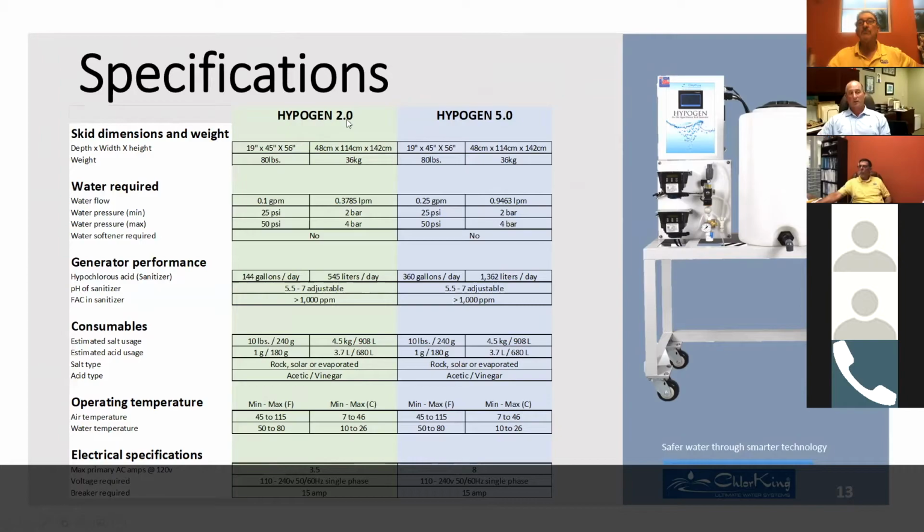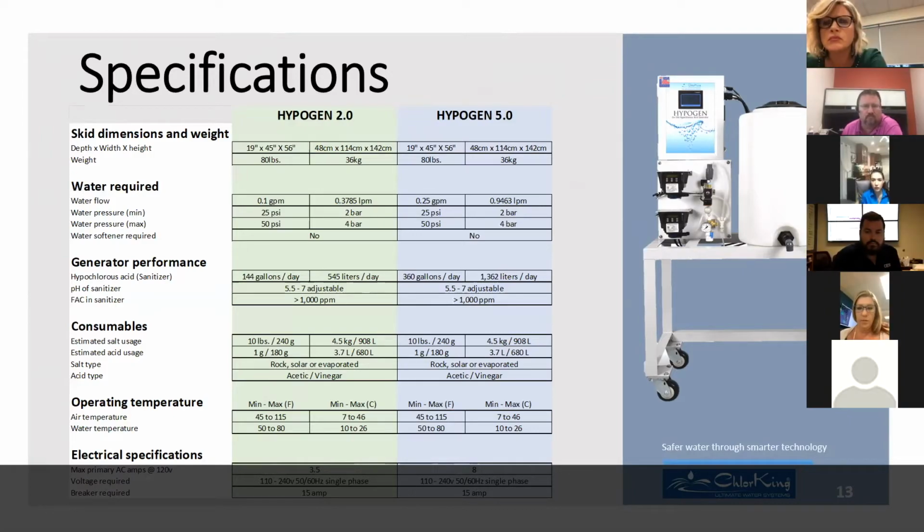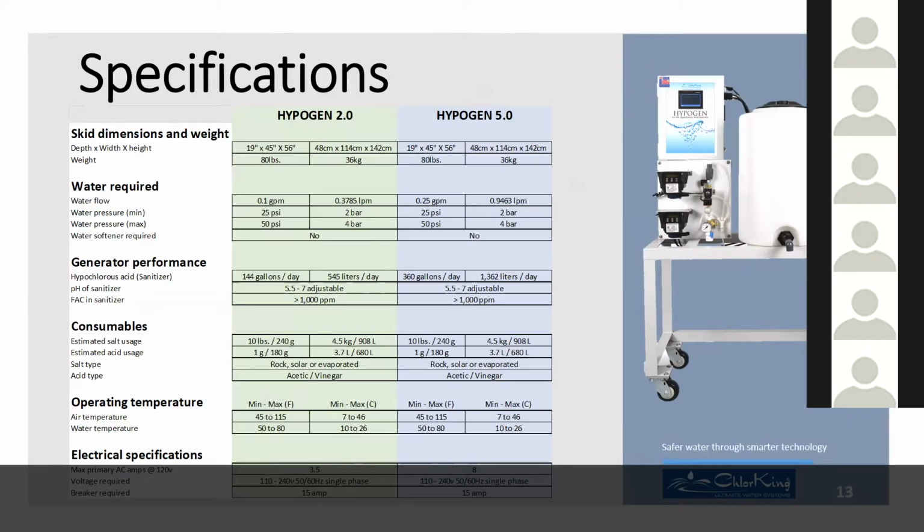From your perspective, so that you understand these machines, this Hypogen 2 uses our 2.0 cell. So the Mini 2.0, that's the cell. The Hypogen 5 uses our 5.0 cell. So the Claw 5 MSM, that's the cell that's used on the 5 pound. Exactly the same otherwise. Same standard pump, same power supply, same tank, same cell housing, same coating, just a 2-pound cell on the one and a 5-pound cell on the other. One makes 144 gallons a day, one makes 360 gallons a day.